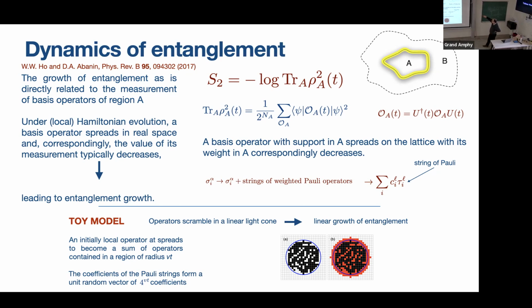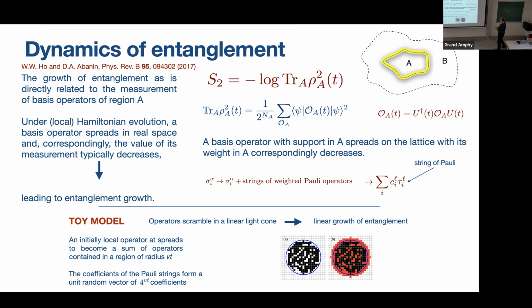something you can easily verify is that this trace is just the trace of rho A squared if you take a basis of operators in the region A. You can express rho A as the average over these operators O_A on the state side. This is very simple.